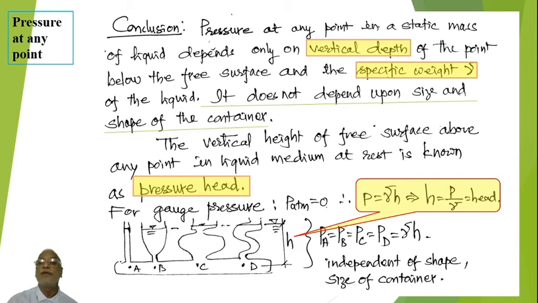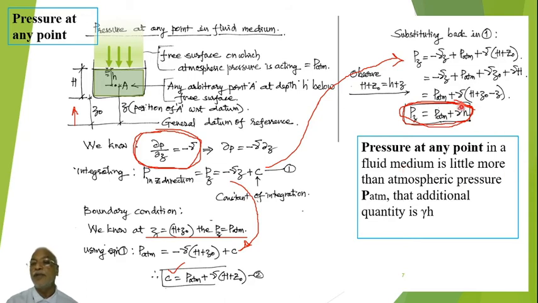Pressure at any point in a static mass of fluid, a mass of liquid, depends only on vertical depth. Yes, very important. It depends upon vertical depth, because in the earlier slide we have seen that it depends upon h. What is the size of the container this way or that way? It's not a matter at all. It can be a few centimeters this way or a few kilometers this way. That is not at all the point. But this particular point is at what depth from the free surface; that h matters a lot.